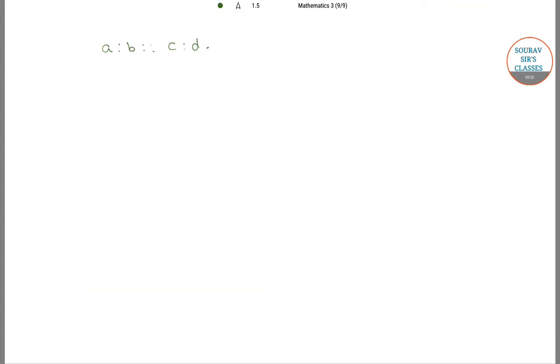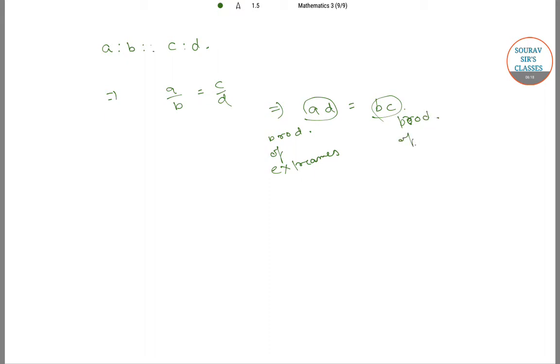In this proportion, A by B is equal to C by D, which implies that AD is equal to BC. That is, the product of extremes is equal to the product of means. This can be useful in solving the questions of missing term in proportion.